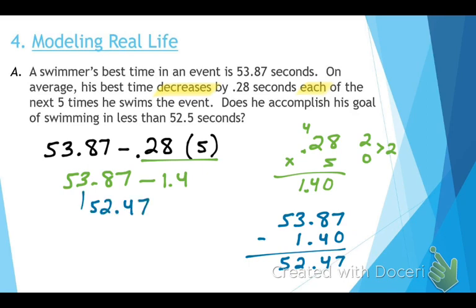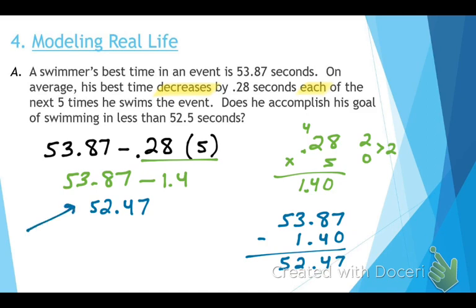52.47. Is this my final answer? No, do not box that answer in. Instead, go back and ask yourself the question. Here's what it says. Does he accomplish his goal of swimming in less than 52.5 seconds? Yes. No. Do you think this number is smaller than 52.5?